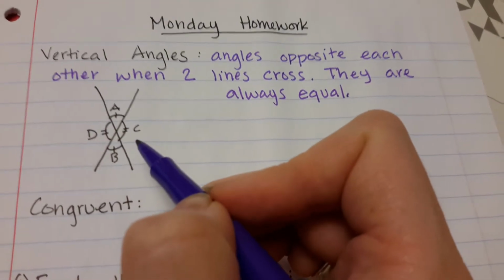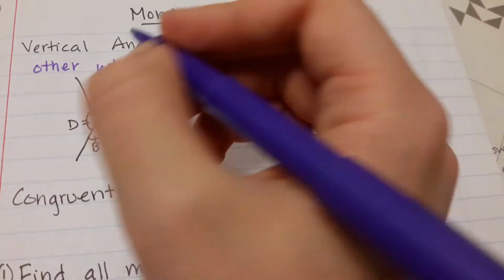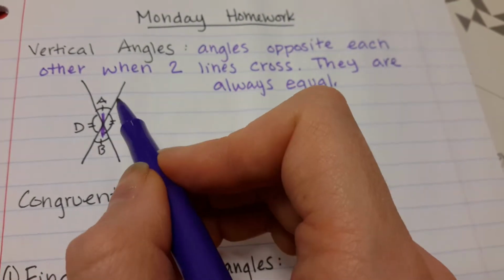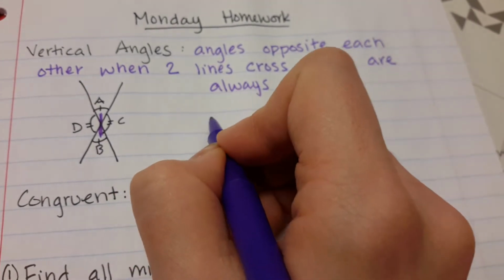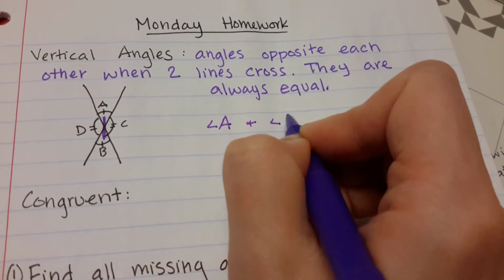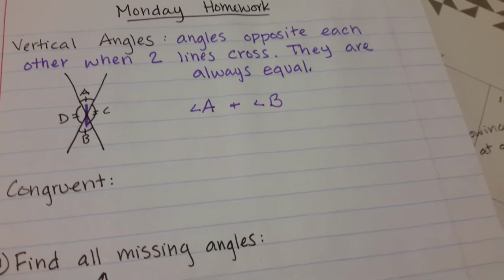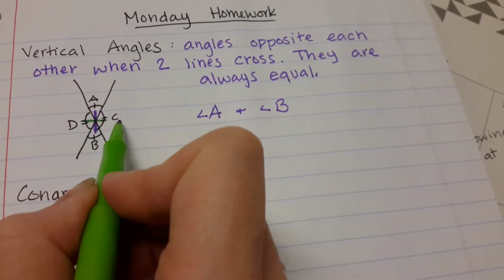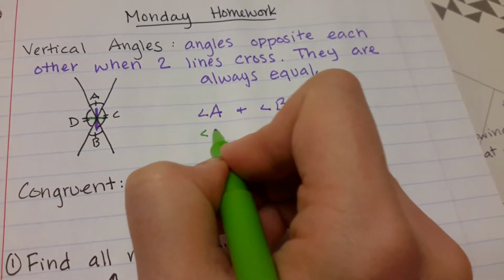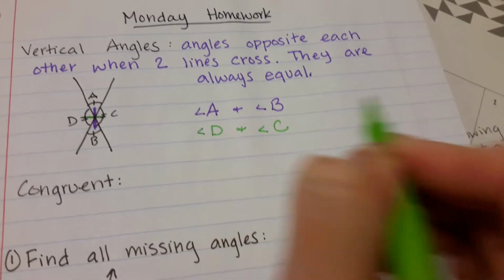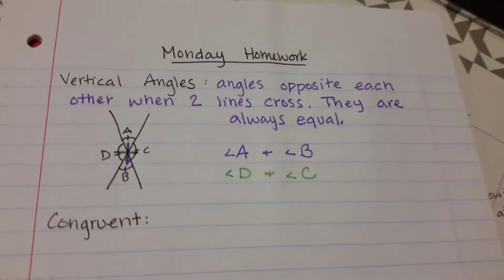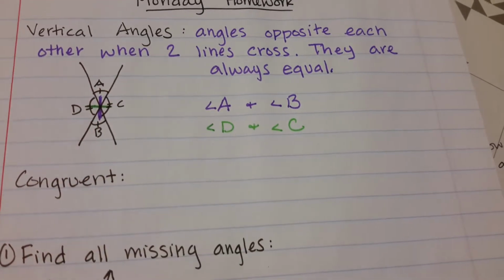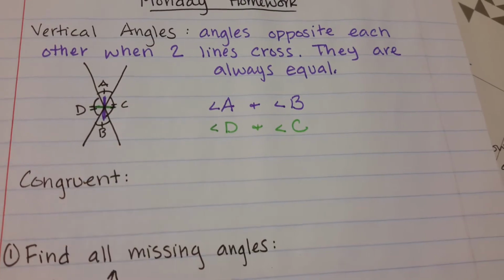So if we look at the diagram that's on your notes, vertical angles would be angle A and B because they are opposite each other. So angle A and angle B. We also have vertical angles going across. Angles D and C are also opposite each other. So we have two sets of vertical angles. And remember, if we know the degrees of angle A, angle B is equal to that.